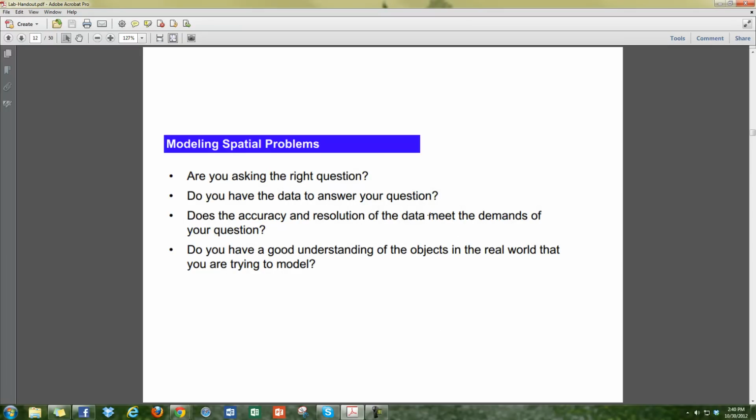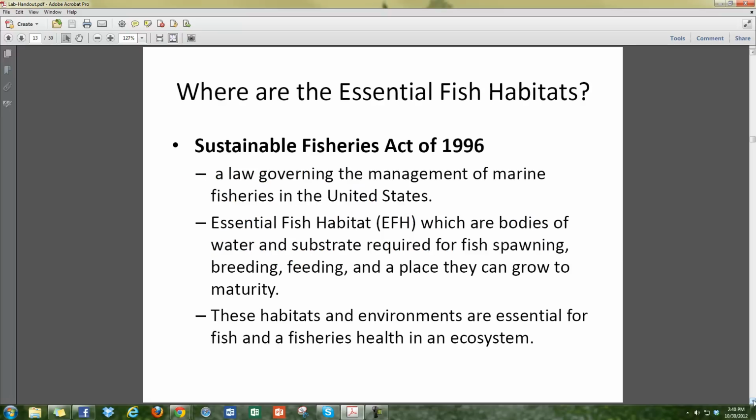So anytime you're making a model, you need to ask: are we asking the right questions, and do we have the right data to answer these questions? And then specifically, do we have the accuracy and resolution of that data to meet the demands? Since we're not actually dealing with the real world environment, we're dealing with a model, we have to make sure our model represents the real world well. So do we have a scientific understanding of the processes that are taking place in our model? What we're going to do today is try to map out essential fish habitats.